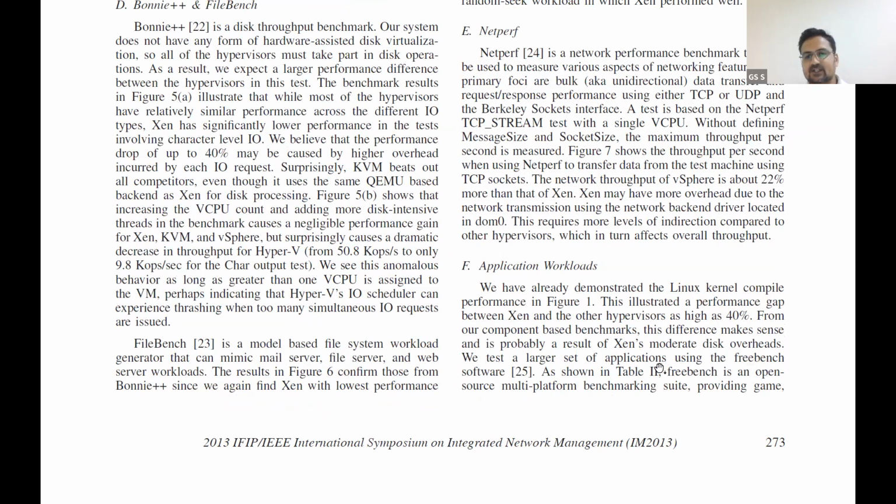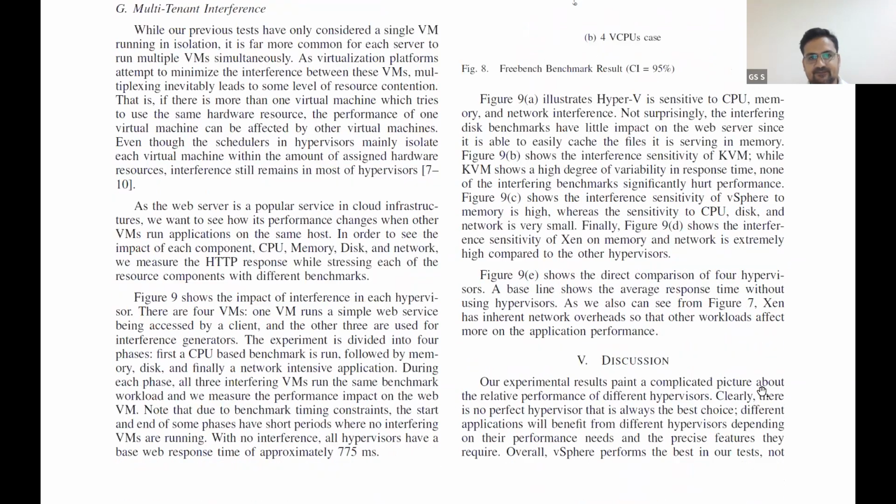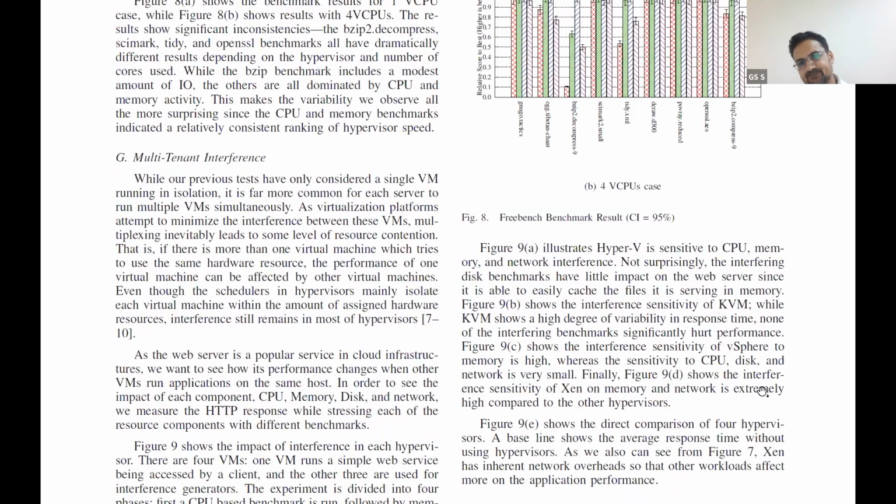We test a larger set of applications using the Phoronix Test Suite software. This is freely available. You may want to use it and compare. This suite has multiple software. What are the softwares? Let me try to read it from this table, this figure.